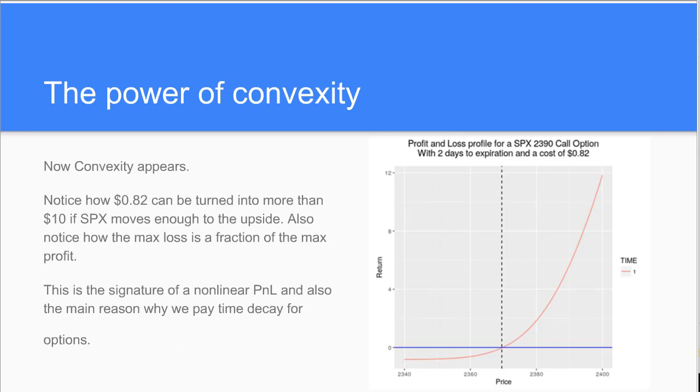And here, finally, there is a graph. This is a graph about the profile. So this is what I was talking about. This chart is very simple. It's just a profit and loss profile.